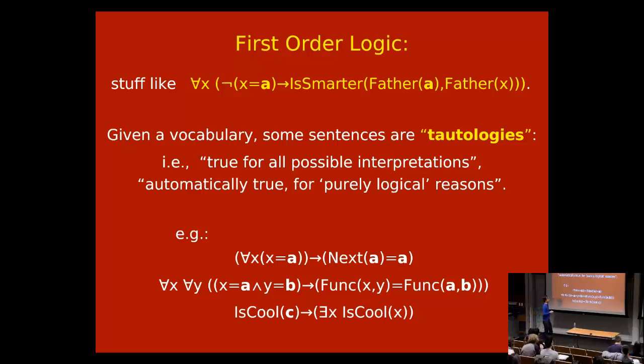Okay, so an example is this sentence here. For all x, x equals a, then next of a equals a. Here it doesn't really matter what in your interpretation next means or what a means. It's got to be true. If everything is equal to a, then whatever next of a is, it also equals a. Or in this one, if this constant c satisfies this is cool relation, then that implies that there exists an x such that is cool of x. This is true no matter what is cool and c mean. So this was the concept of a tautology, something that was always true regardless of the interpretation.